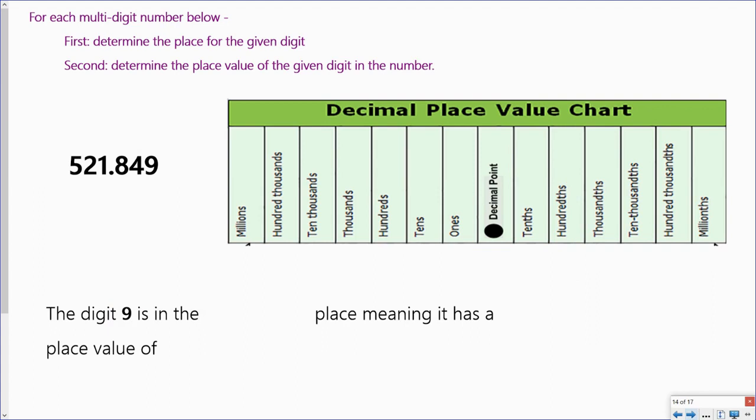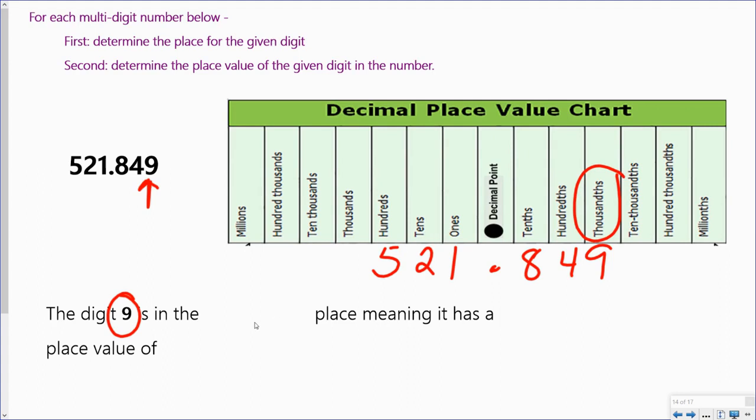So here I'm looking at the digit 9, which is right here in my number. So if I write that by my place value, I have my 5, 2, 1 decimal, and then my 8, my 4, and my 9. And again, my 9 is here in the thousandths place, which means it has a place value of 9 thousandths. And I would write that as 0.009. Again, if I read this, it would be 0 and 9 thousandths.